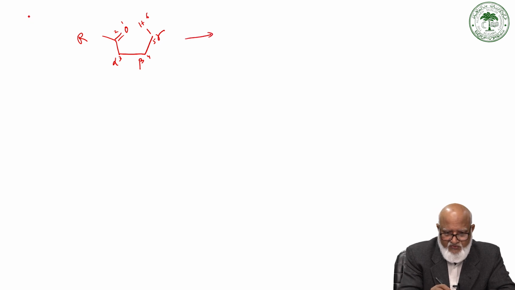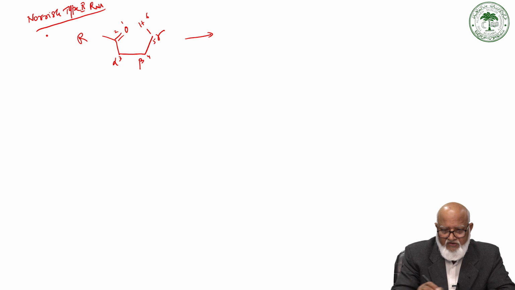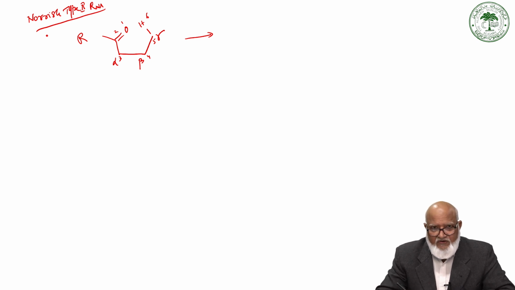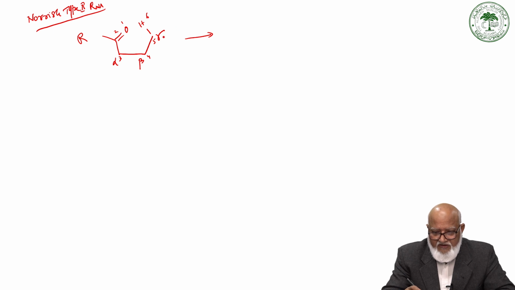So Norrish type 2 reaction. What happens when we have a system like this? When there is a presence of a gamma hydrogen, and in the presence of light, the excited carbonyl abstracts the gamma hydrogen. This will undergo type 2 reaction, gamma hydrogen abstraction.